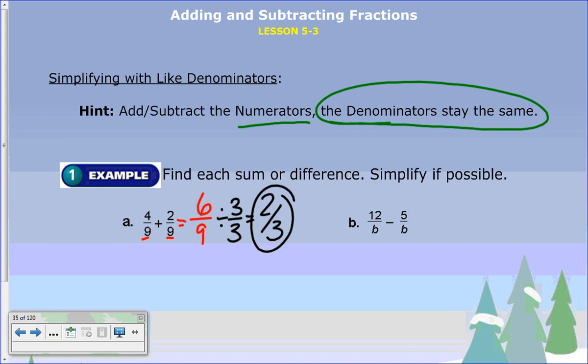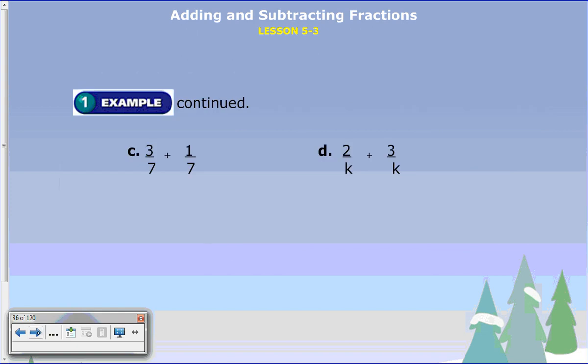Now, B has a variable in it, but it works the same way. Just like it did here, we had a denominator of 9s. Well, here we have a denominator of b. So our denominator stays as b. Then we do the top part. If I have 12 and I take away 5, well, that leaves me with 7. So 12b minus 5b is 7b. Go ahead now and do C and D. And when you're all done, come back and check your answer. So go ahead and do that now.